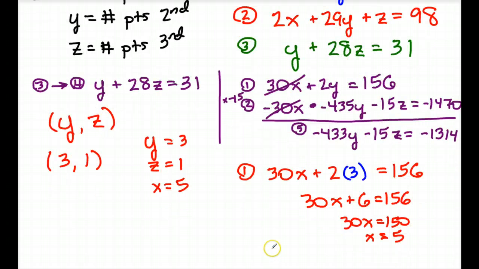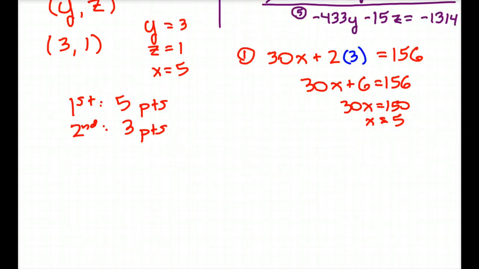Okay, so now I know for first place, you get 5 points for a first place vote. For second place, you get 3 points. And for a third place vote, you get 1 point.